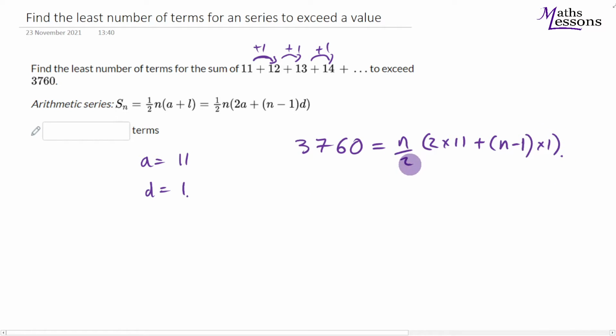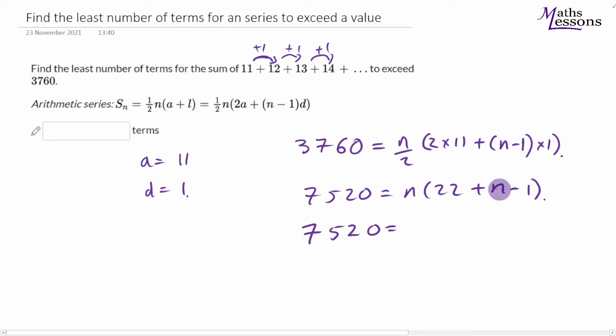So let's just simplify that. I think the easiest thing is to multiply this by 2. So we're going to do 3,760 times 2, and we're going to get 7,520 here. And we're going to get n times 2 times 11, which is 22, plus n minus 1 times 1, which is just n minus 1. So 7,520 will equal, that's going to give me 22 minus 1 is 21, so I have 21 times n, and I'm also going to have n times n, which gives me n squared.